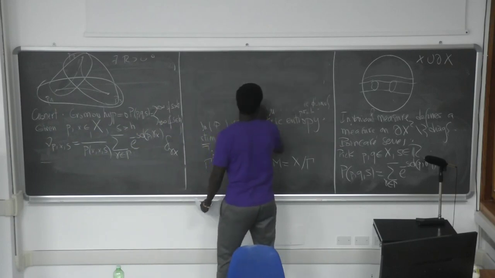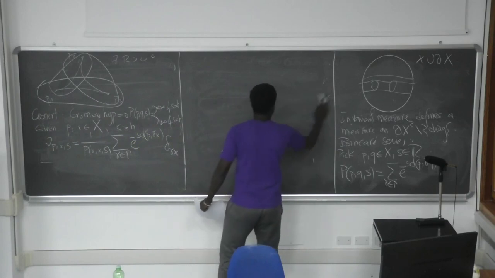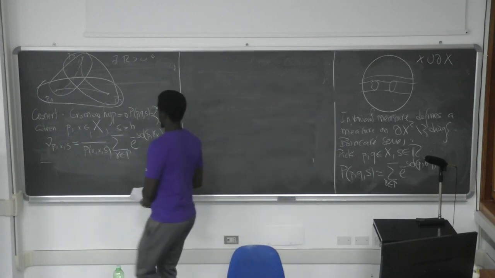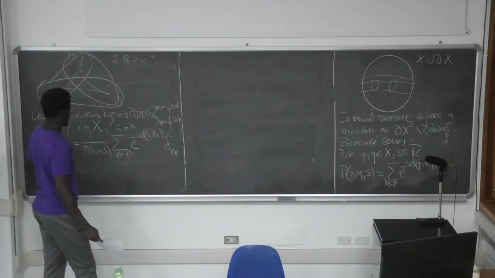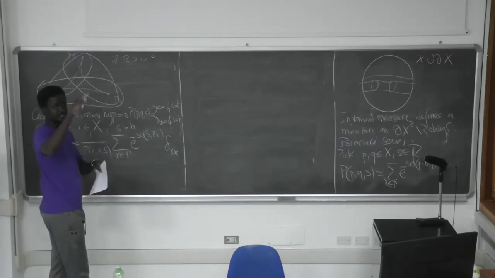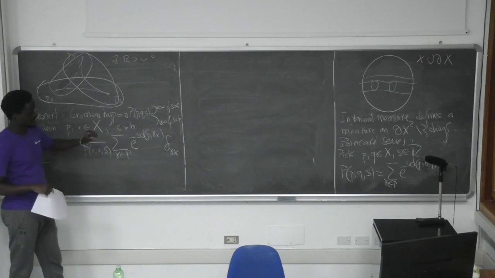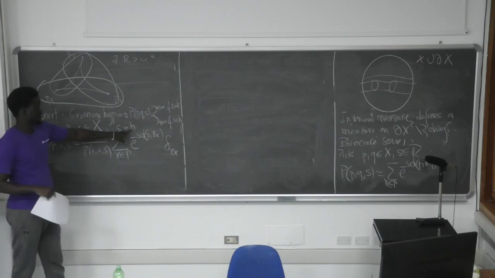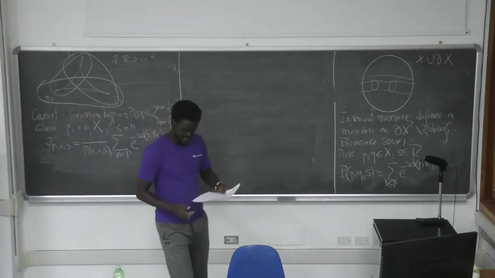It's not difficult to see that any limit of this measure when S goes to H will be a measure that is supported in the boundary because of this weight here. This weight is going to infinity. So if we take a compact set in the universal cover, the measure of that set is going to zero as S is converging to H because of this.